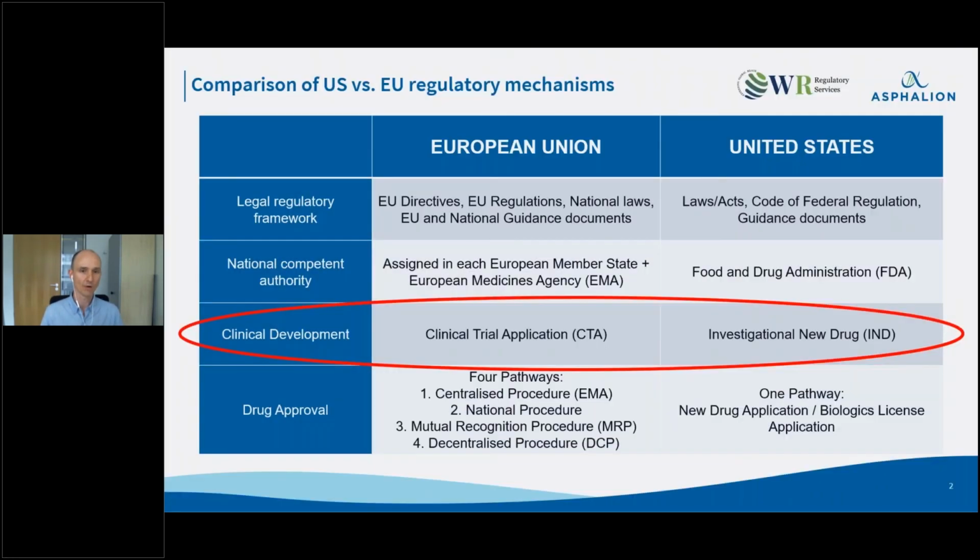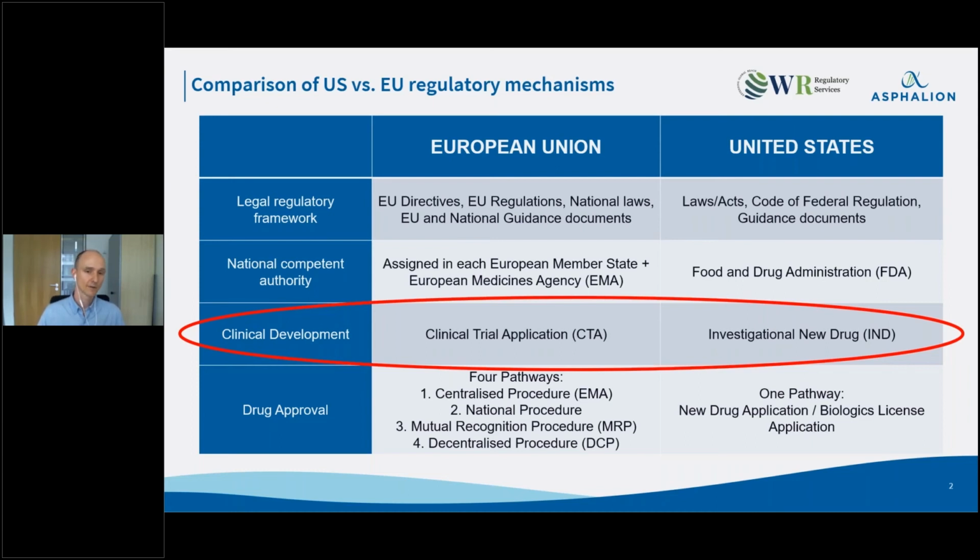So starting from the very obvious, comparing the US and the EU regulatory mechanisms, we know that for clinical development, we have the clinical trial application, the CTA in Europe, and we have the IND in the US. Looking in the details, now for the application dossier, we have the IMPD, the Investigational Medicinal Product Dossier, which can have reference, for example, to the investigator's brochure. And here we have the IND in the US.